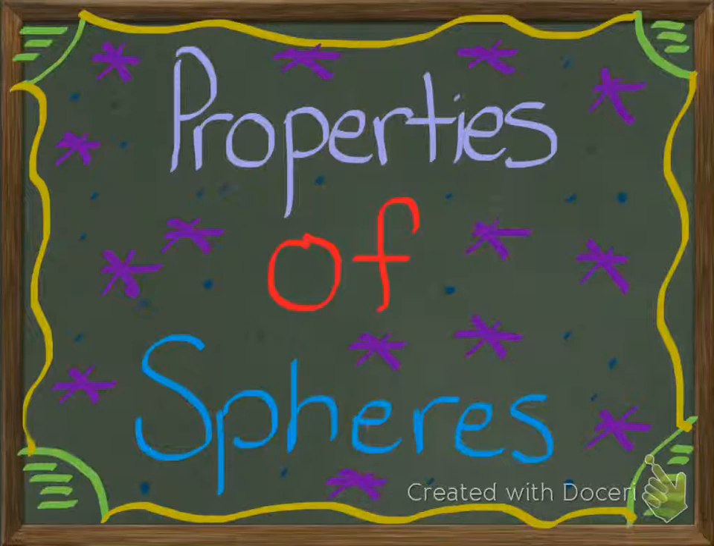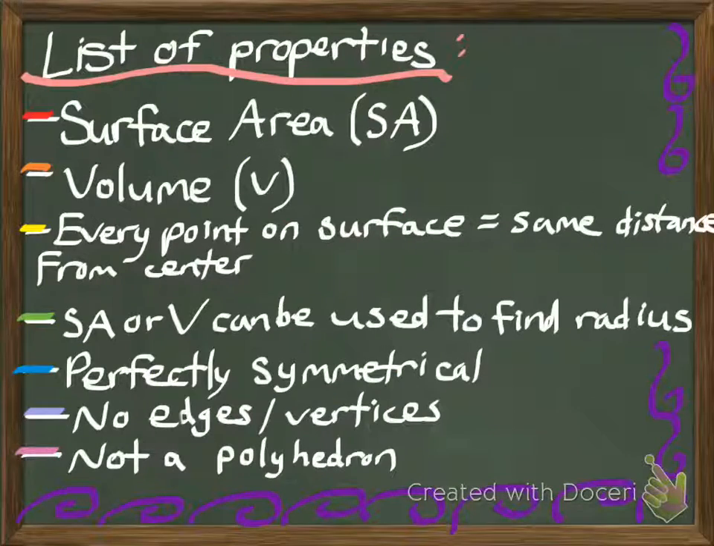This is all about the properties of spheres. So these are the list of properties of a sphere that make a sphere a sphere. First, there's the surface area, then there's the volume, then third, there's the fact that every point on the surface of a sphere is the same distance from the center.